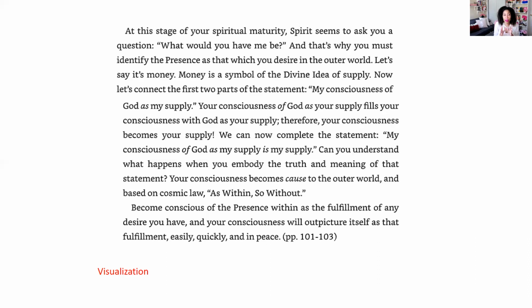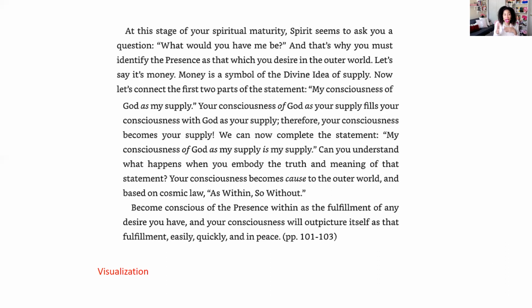Your consciousness becomes cause to the outer world, and based on cosmic law, as within, so without. So whatever you have going on in here is what will be out there. A lot of times we have fear and scarcity going on in here. That is why we see that out there, that we have the not enough going on in here. So then we experience that out there. Versus if you turn it around and experience abundance within, and know that you can never go without, because the source of abundance is always flowing through you and you can always have what you desire.